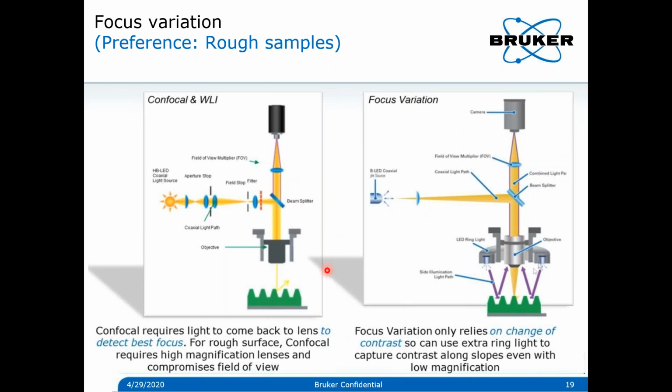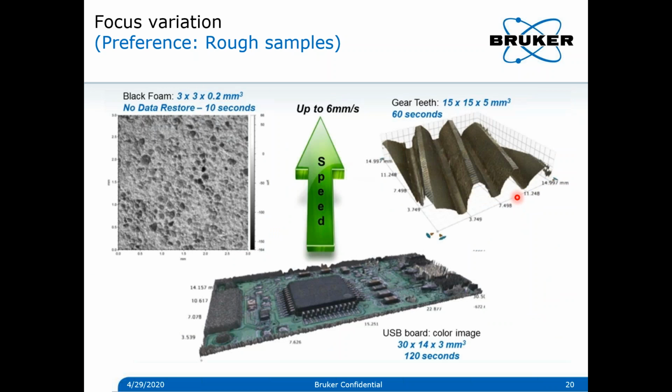This is just a comparison slide for confocal versus focus variation. Confocal as well as white light requires the light to come back in the same way it was sent. So if there is a large slope, we will have light loss. But with focus variation, you can use external lighting to increase the contrast over the surface, so that you will get a much better measurement from rough and large area samples.